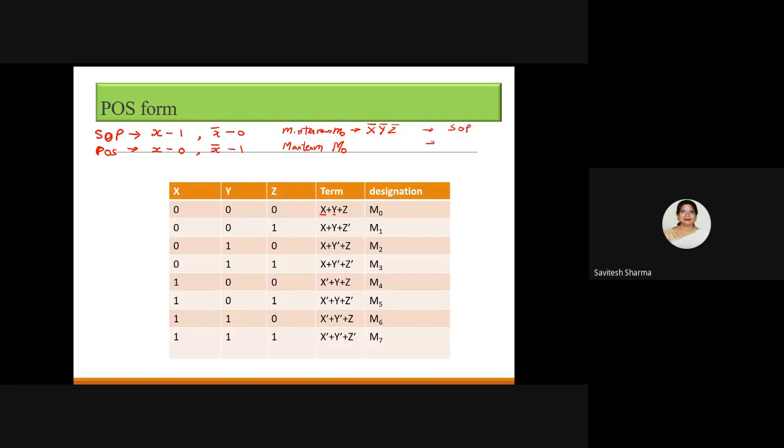Max term is required for POS form and min term is required for SOP form. So for each combination I will write a max term. For combination 0 0 0, your max term is x plus y plus z. For 0 0 1, your max term will be x plus y plus z complement. You see, this time z is 1, so I am writing z complement, and so on. It is just opposite, and you are actually changing the sign.